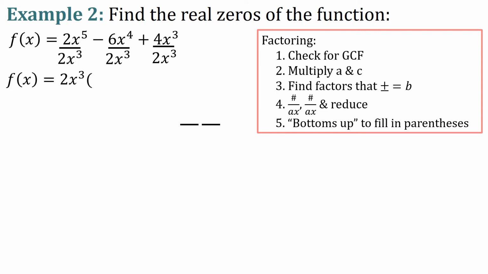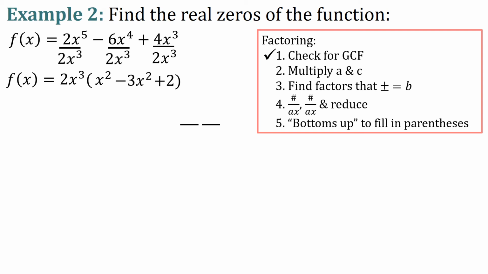So f of x, now we're factoring out 2x cubed, so it needs to go in the front. 2x to the fifth divided by 2x cubed is x squared. Negative 6x to the fourth divided by 2x cubed: negative 6 divided by 2 is negative 3, and 4 minus 3 is 1. Oh, oops, that was supposed to say 1, so negative 3x. Ignore the squared behind the 3x. All right, 4 divided by 2 is 2, and x cubed divided by x cubed is x to the 0, which is 1. So we have plus 2. So now we have to factor this.